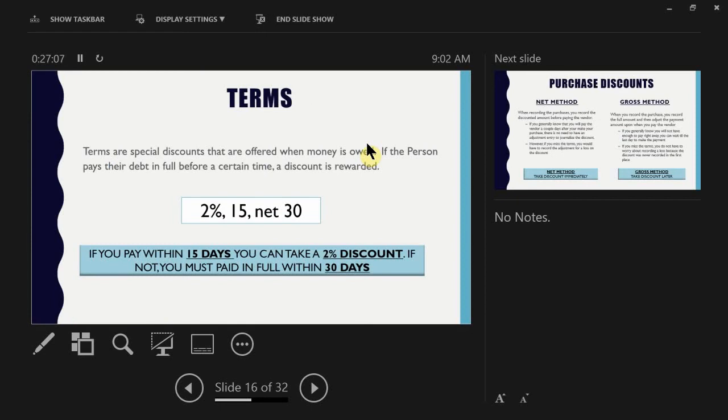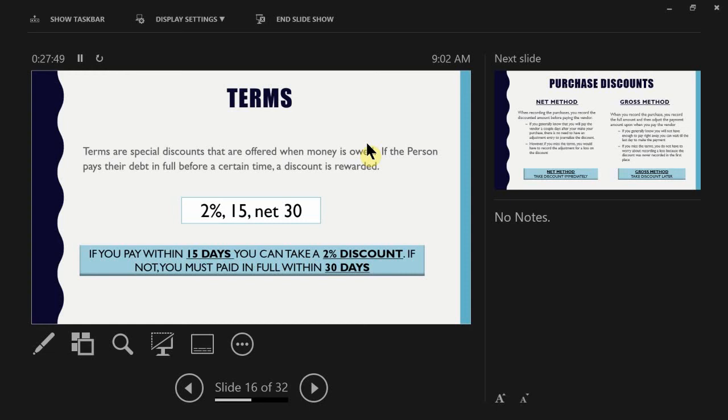So this is what terms are. Terms are basically an incentive in a customer to vendor relationship that allows the person to take advantage of a discount if they pay within a criteria. So for example, when you see 2/15, net 30, what this actually means is I will give you a 2% discount if you can pay me back within the first 15 days of your transaction. If not, the whole entire bill is due within 30 days. Okay?